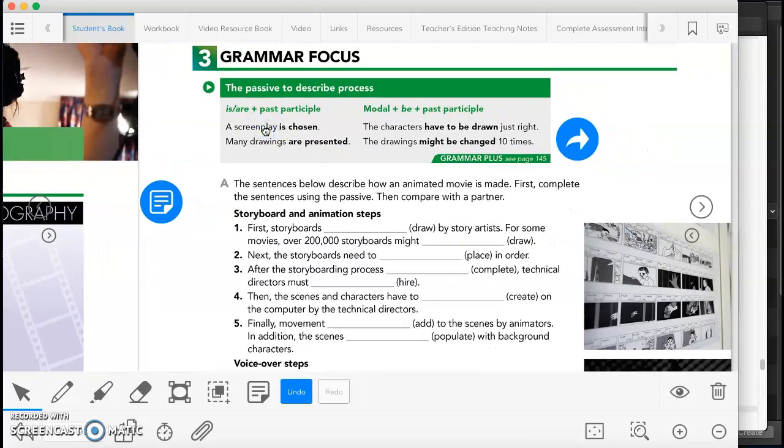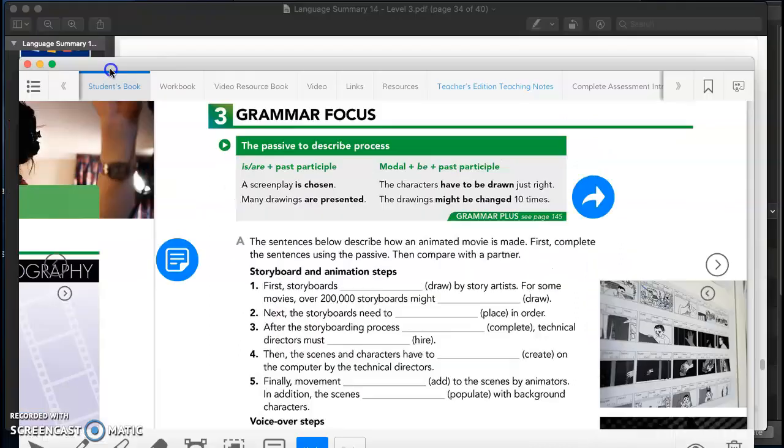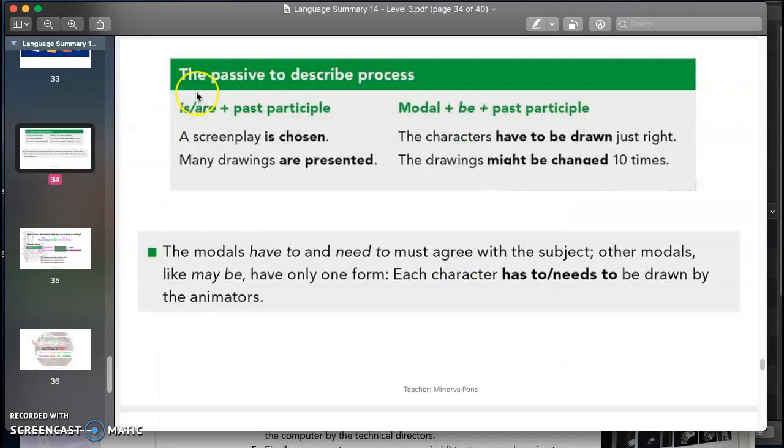So basically we have already seen what the passive voice is. In here we use the verb to be, so is, are, plus the past participle of the verb. So a screenplay is chosen. Instead of saying you choose a screenplay, you say that the screenplay is chosen. Many drawings are presented. So as you can see, we're using is, are, plus the past participle of the verb.